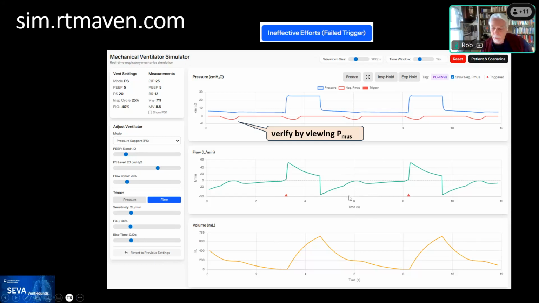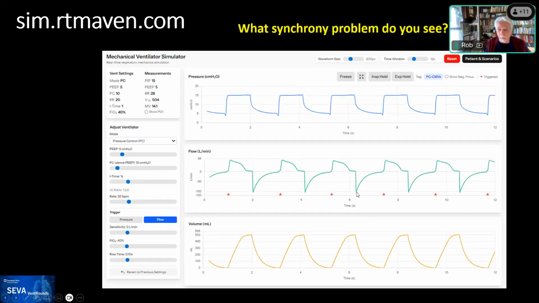That's very good. And the distortion in the waveforms often reflects the shape of the PMUS. So in this case, PMUS is the same shape as this distortion in the flow waveform. Okay. One more. What synchrony problem do you see here?